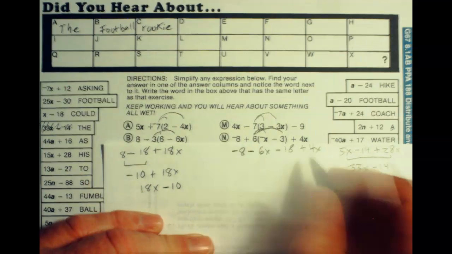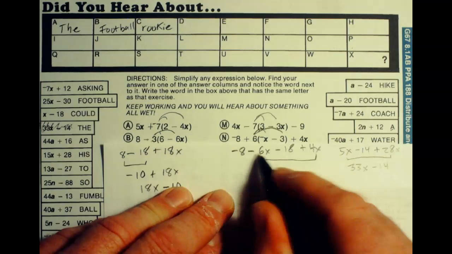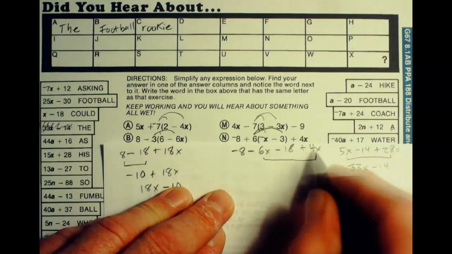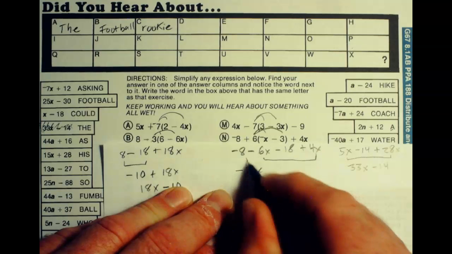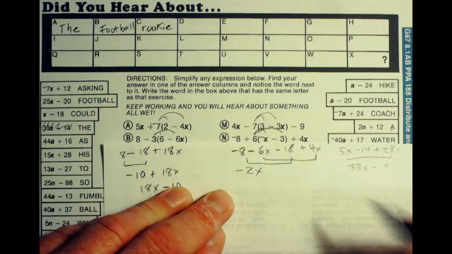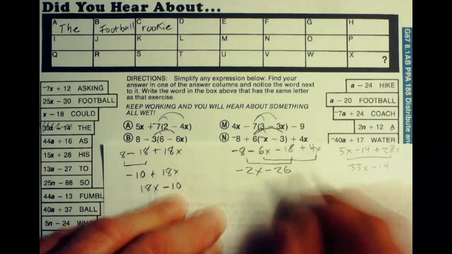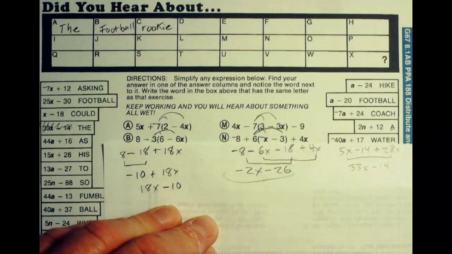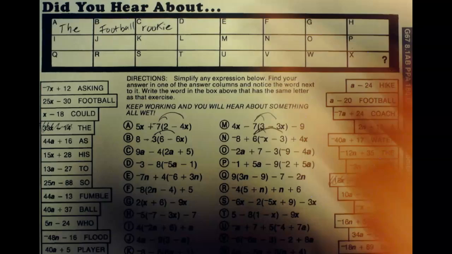So let's just see here. What can I do? I can combine my x's. So here I've got negative 6 and positive 4. So the difference there is 2, and it's negative, so minus 2x. And then I've got these two here. I've got 8 and 18. Well, that's 26 together, and they're the same sign, so they're both negative. So negative 2x minus 26. See if you can find that. Way down at the bottom, negative 2x minus 26. The football, rookie, field.